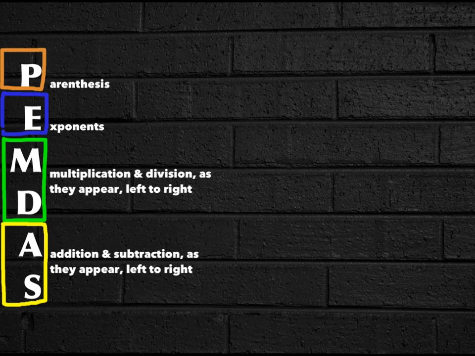Now, this is a good way to remember what order you should do things. It's called PEMDAS. The first thing we have is parentheses. So anytime you see a problem that has more than one thing to do, look and see if you have parentheses. If you do, you do that first. Then you move on to exponents.